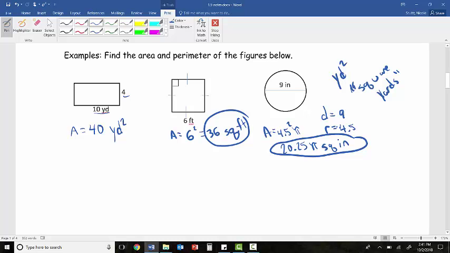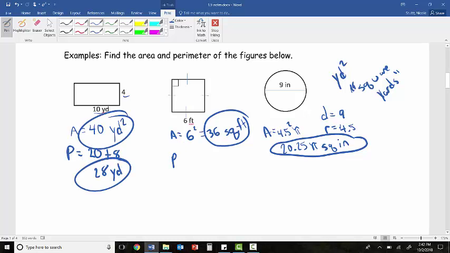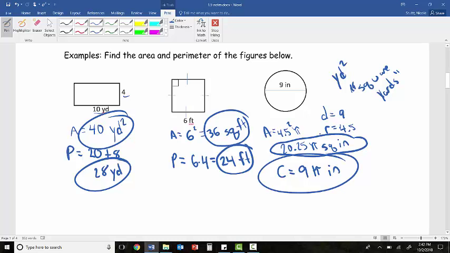Now we're going to go through and do the perimeters. 2 times the length would give you 2 times 10, or 20. 2 times the width would give you 8, and that makes 28 yards. For your square, you're not going to do 6 squared, you're actually going to do 6 times 4, because there are 4 sides, 6 each. So your answer is 24 feet, just feet, not square feet. Your circumference of the circle is simply going to be the diameter, 9, with pi and inches behind it. That's it.